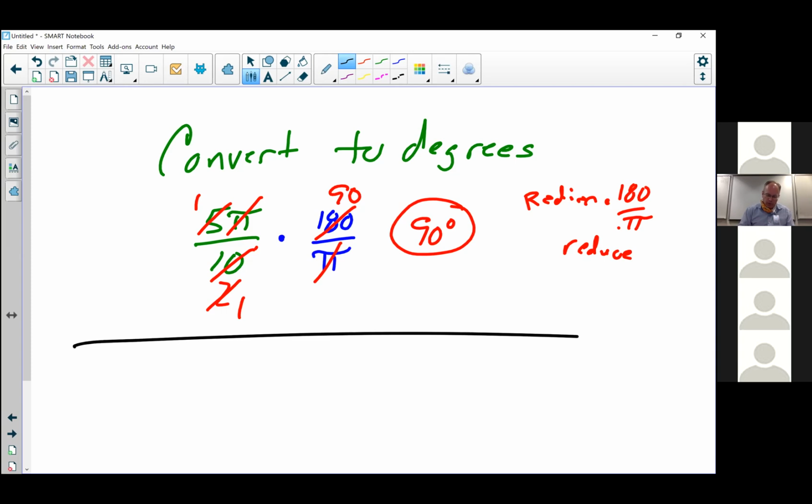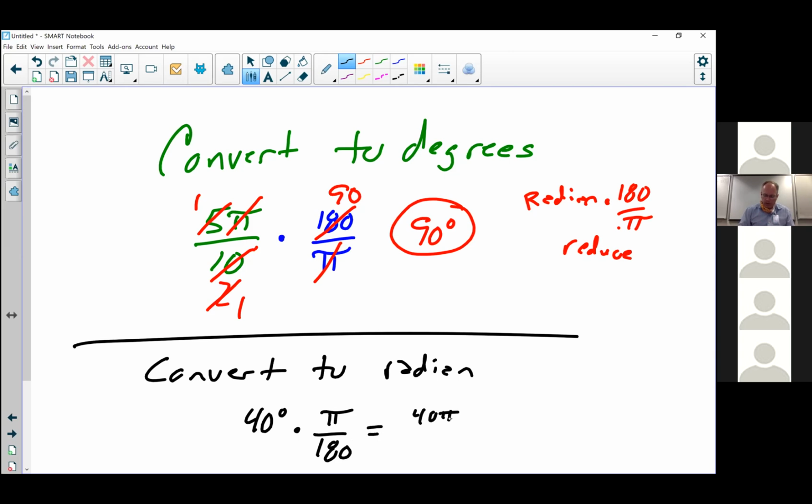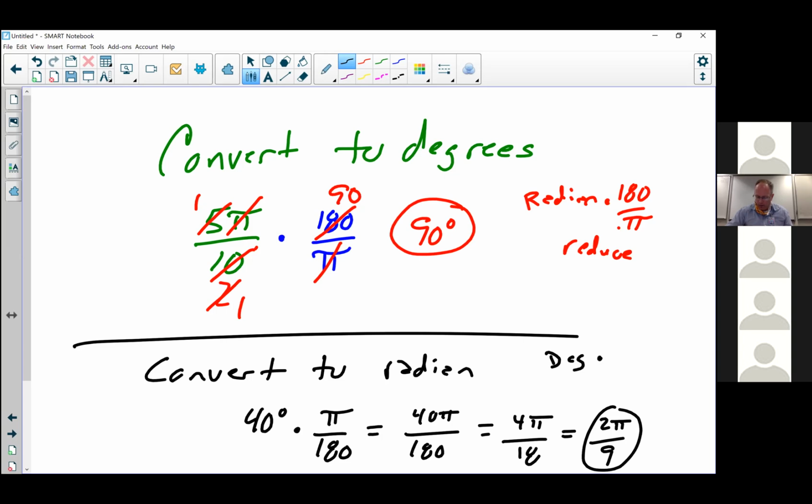If we wanted to convert to a radian, so let's say we had 40 degrees and we wanted to make it a radian, I'm going to multiply that by pi over 180. So that becomes 40 pi over 180, reduce, which becomes 4 pi over 18, which will reduce to 2 pi over 9. So what to remember here is you take your degree times pi over 180 and reduce. But leave pi.